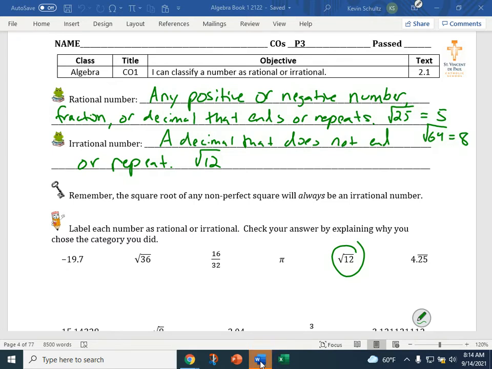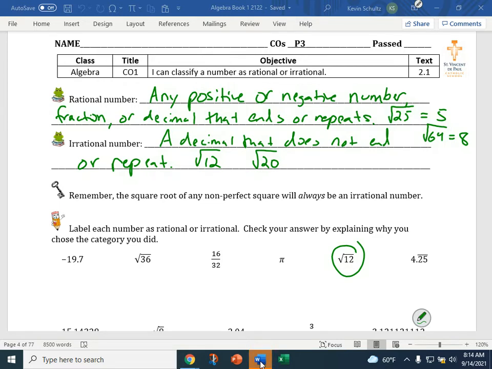What's another example of the root of a non-perfect square that would be an irrational number? Noah? 20. Sure, root of 20. Okay, nothing times itself. It's so often kids fall in the trap of thinking, what plus itself? Like the root of 20 is 10. No, it's what times itself. There's nothing times itself that equals 20.